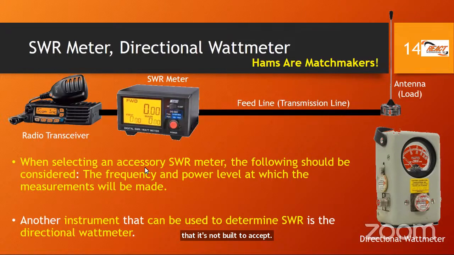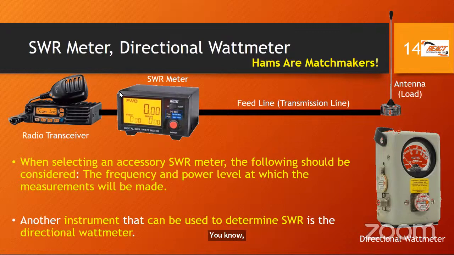You'll see that when selecting an accessory SWR meter, again, they're trying to tie you up by using extra words, accessory SWR meter. That simply means it's an external SWR meter to the radio, because some radios, some transmitters, some transceivers will have a built-in SWR meter that you just press a button and you'll see it on the display here. But this is an external or an accessory SWR meter. So don't let these extra terms tie you up. Accessory SWR meter, the following should be considered.